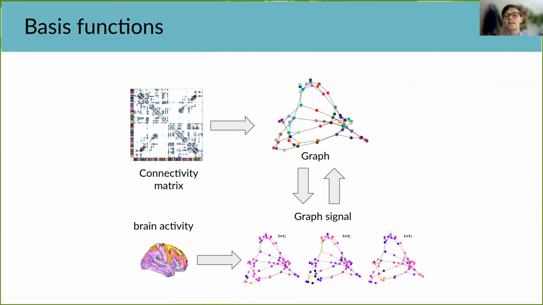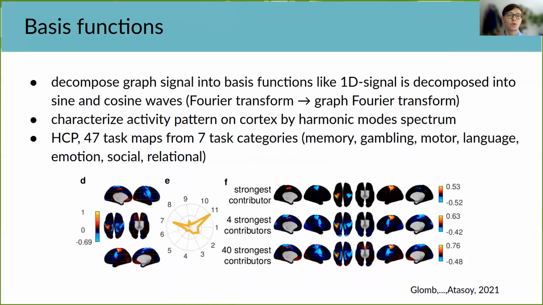cosine waves. But then the signal on the graph, so let's say different activity levels of the nodes of the graph, which signify the different vertices of the functional connectivity matrix, the activity pattern on this graph can change, and it changes over time, or for example, if you look at different task activation patterns. And this is what we did.